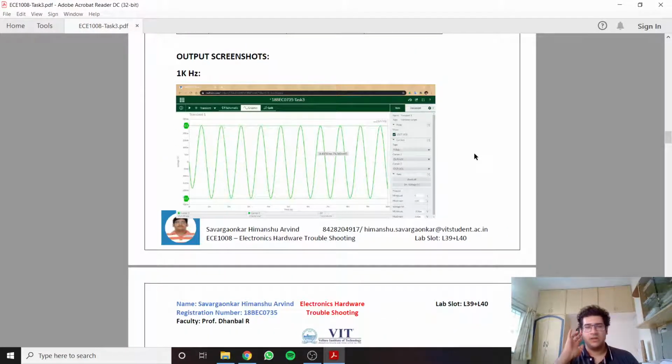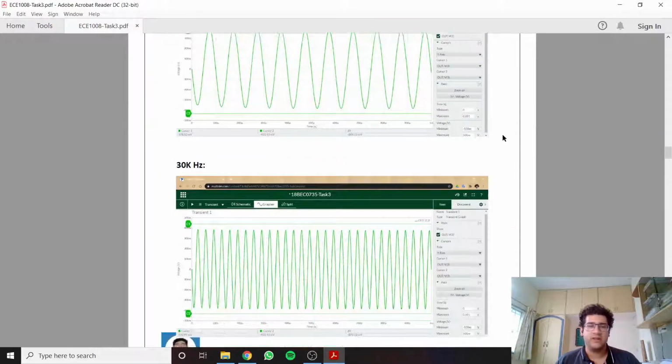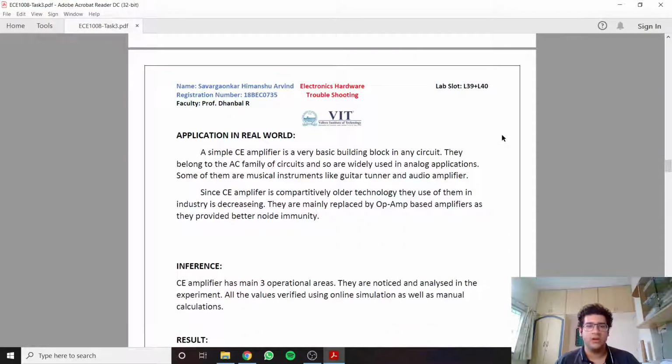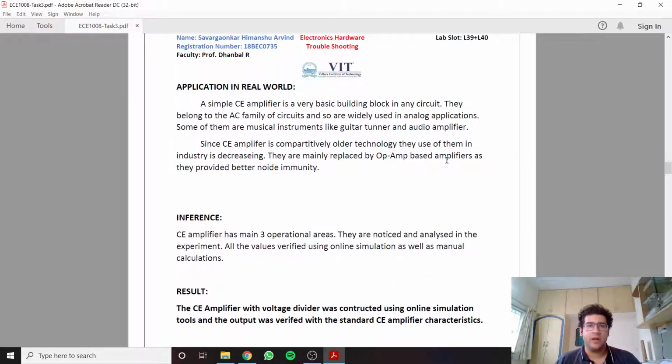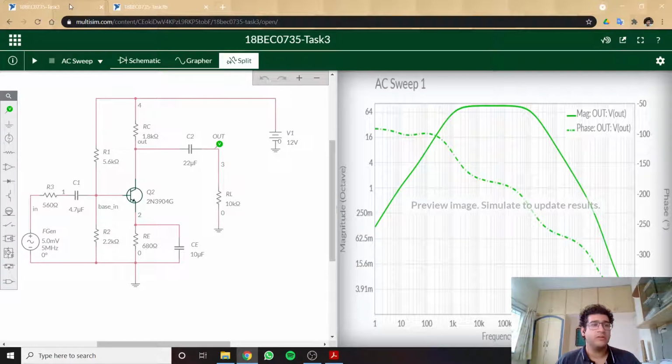These are a few sample outputs that were recorded and shown in the report, for 1 Hz, 10k Hz, and 30k Hz. A few real world applications like an audio amplifier or guitar tuner were discussed. This is the simulation of part A of the experiment.